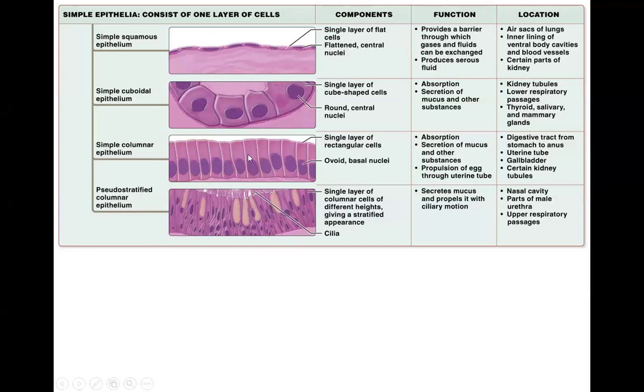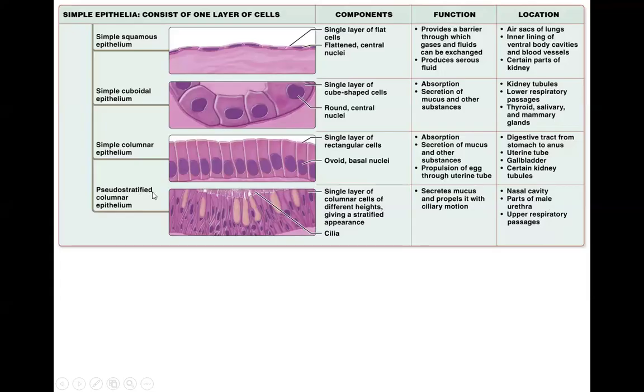pseudostratified epithelium. They have a single layer of columnar cells of different heights, giving a stratified appearance. It secretes mucus and propels it with ciliary motion. The nasal cavity, part of the male urethra, and the upper respiratory passages. So this is very important to know. Where do we find the pseudostratified? In the nasal cavity, male urethra, and the upper respiratory passage, and they secrete mucus.